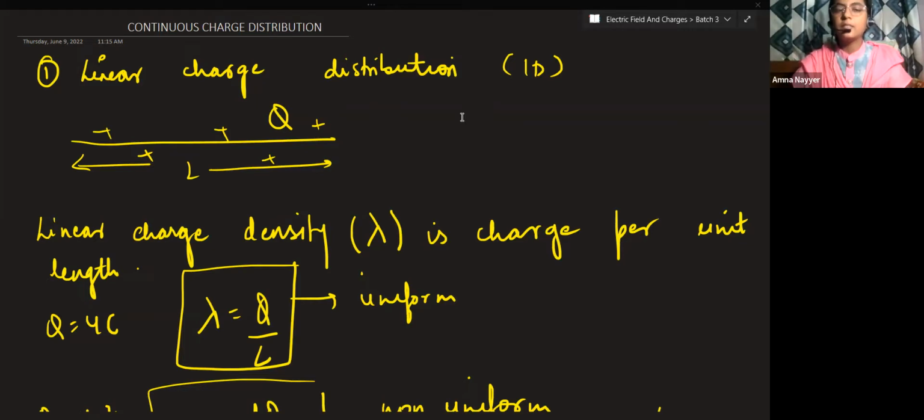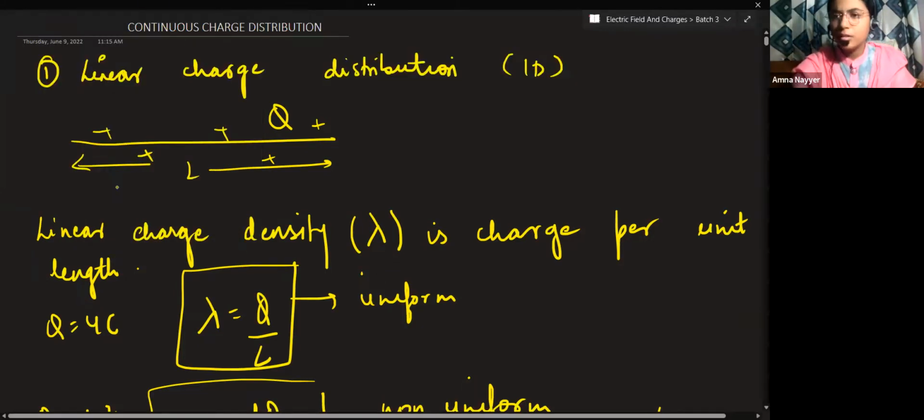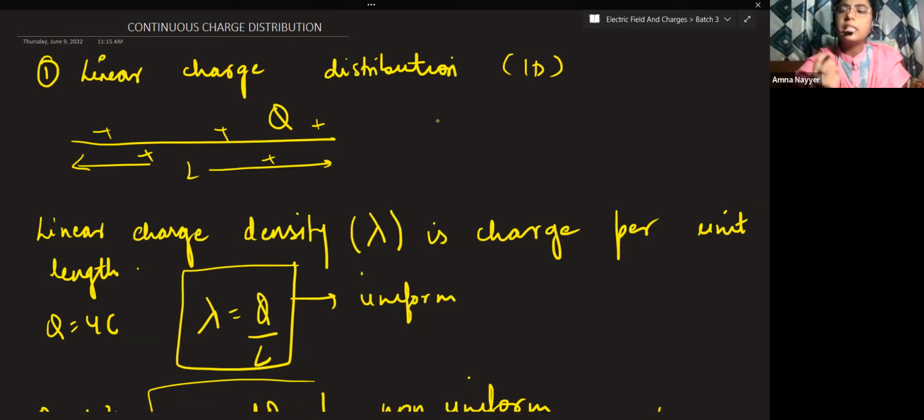So in the last class, we had started with continuous charge distribution. What is meant by continuous charge distribution is distribution of charge, be it on a length, be it on a surface area, be it inside the volume. This is what is meant by continuous charge distribution.